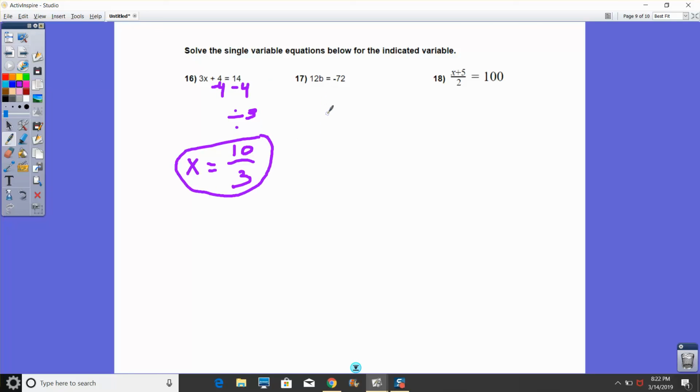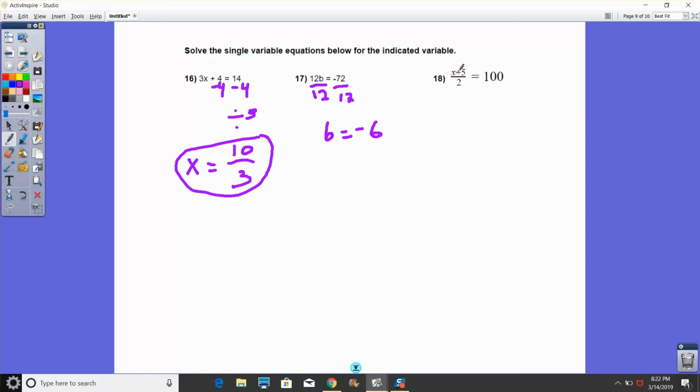For number 17, this is a one-stepper right here. 12b equals negative 72. I'm just going to divide 12 on both sides. And then if I do that, that means that b is going to equal negative 6. So that's a quick one. That's a nice and easy one. And again, just to check it, if I do 12 times negative 6, do I get negative 72? Yes, I do. Number 18 is slightly tricky, but not too bad.